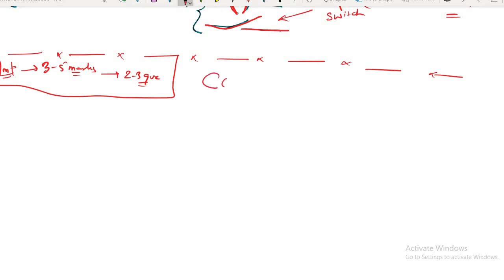That is combination of resistances. Clear? Next week I will complete this chapter. This chapter will be over by next week.